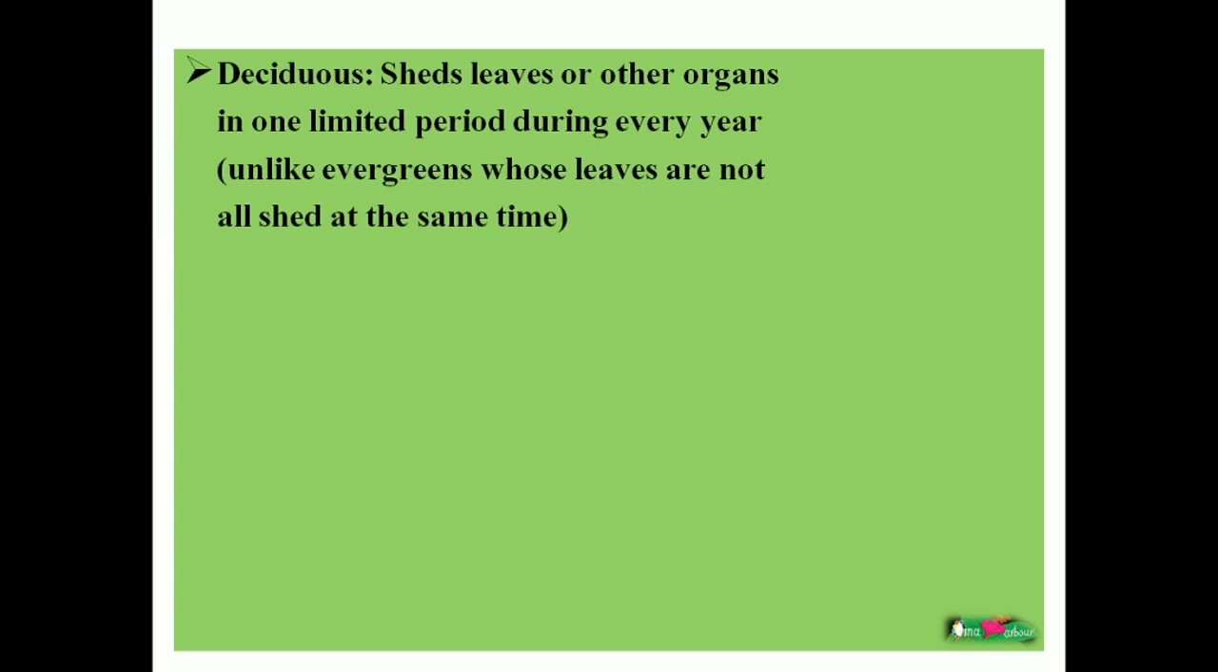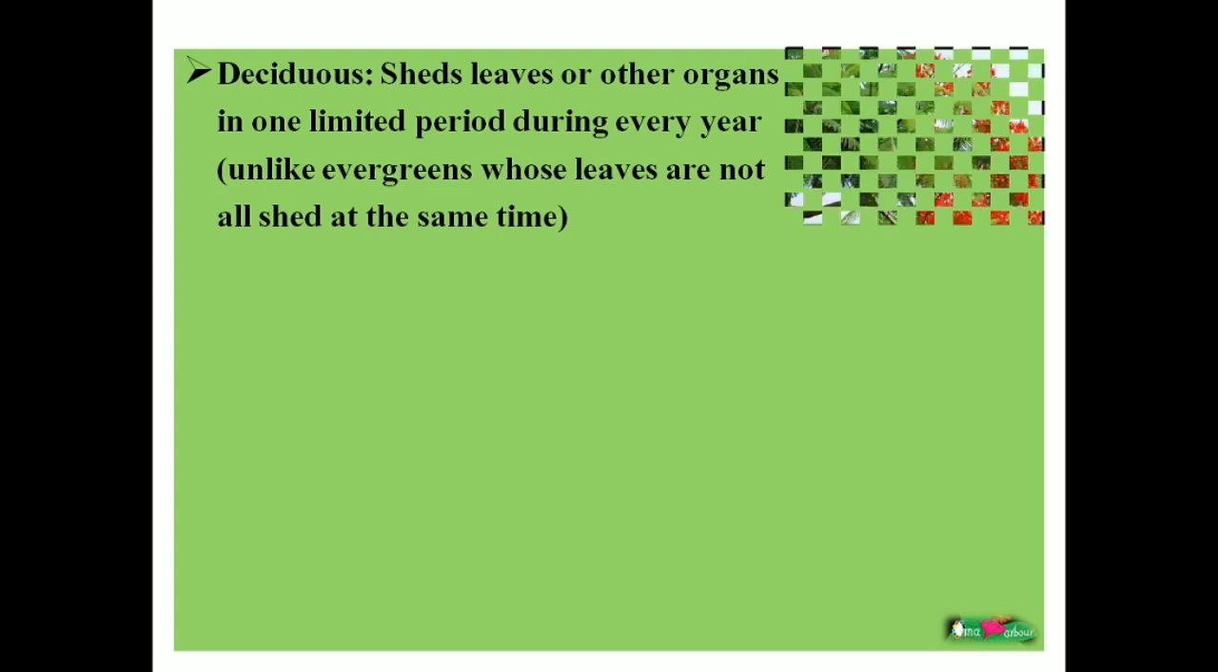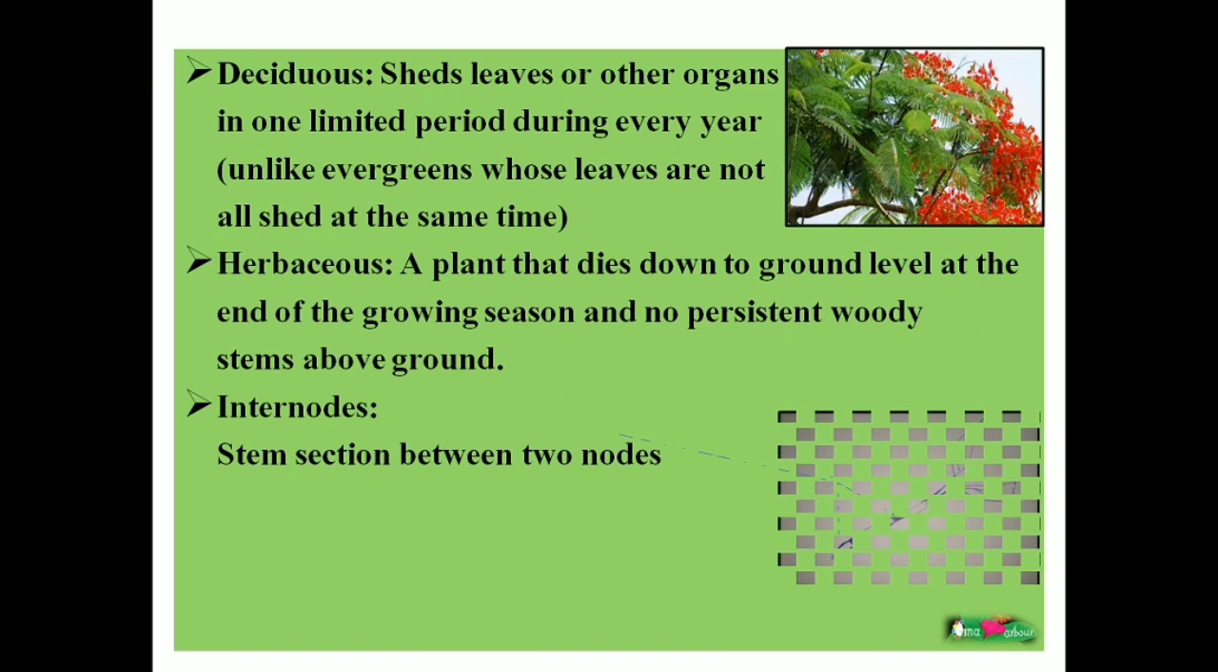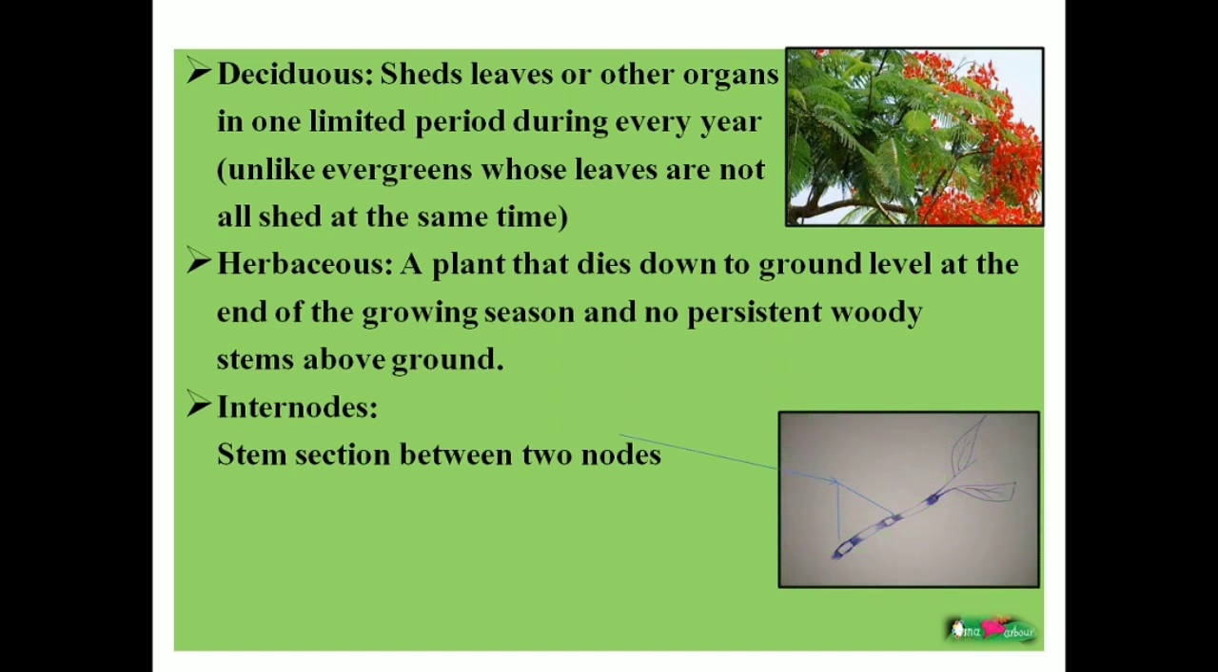Then deciduous trees. Trees that drop or shed their leaves at a specific time, especially during the autumn season, are called deciduous trees. Then herbaceous. Simply, if there is no woody stem, only leaves, we can say they are herbaceous plants. Then internodes. Most people know about the internode, still I am going to clarify with this picture: the space between 2 nodes, or 2 points placed there, is called the internode.